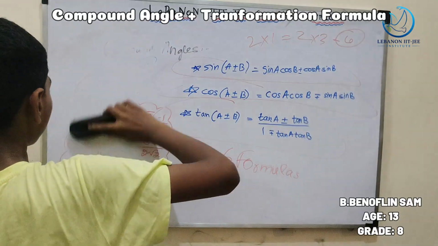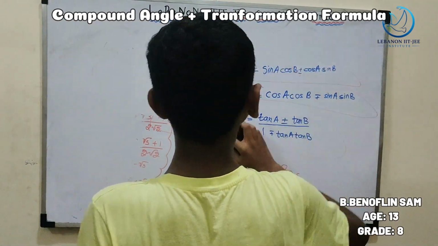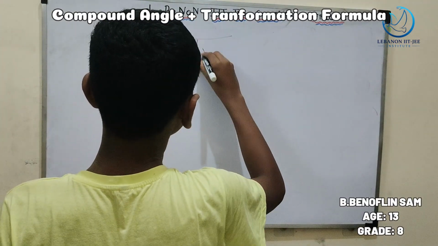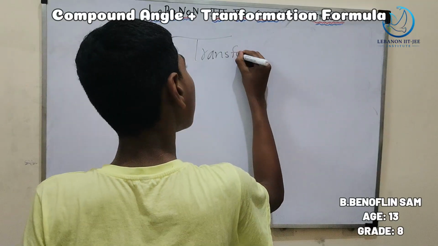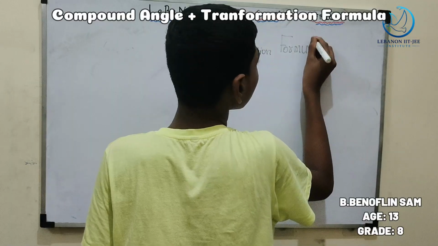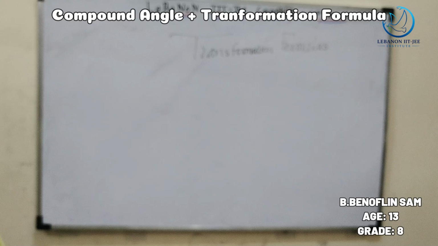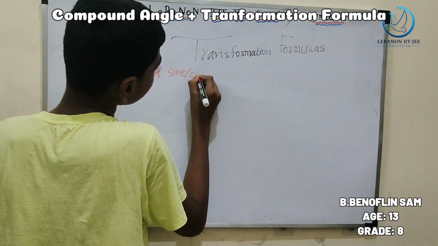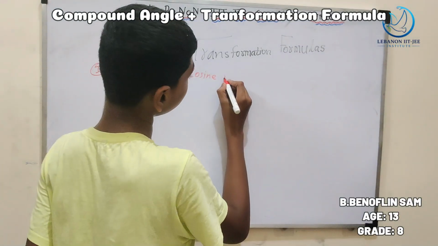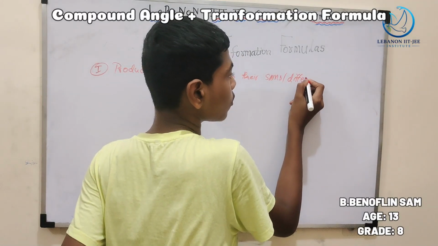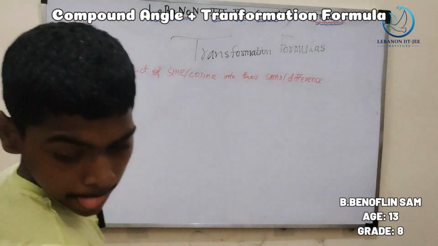We'll go to transformation formulas. Here you can take a product of sine or cosine and convert it into their sums or differences. There are four formulas here for it.